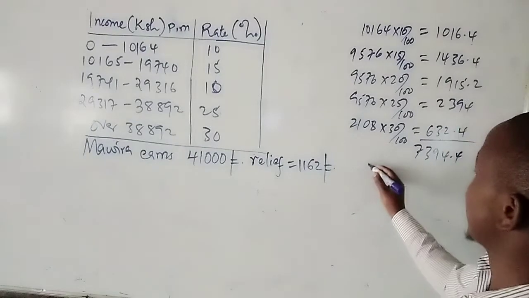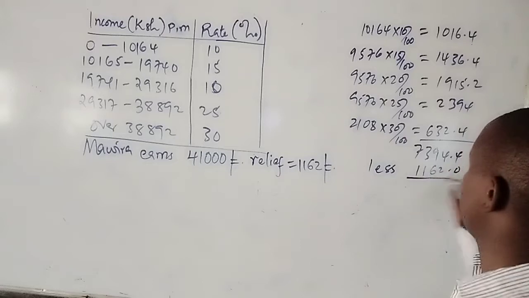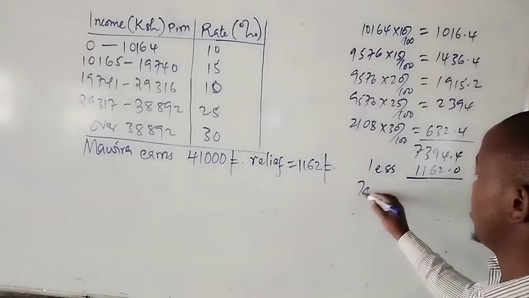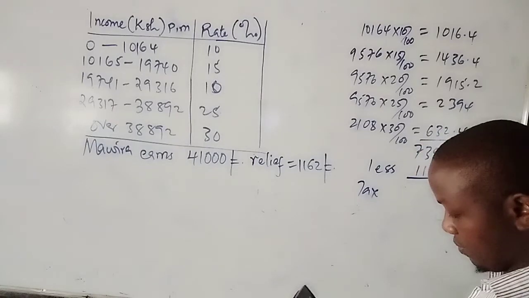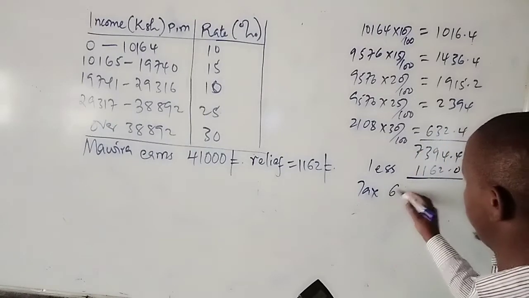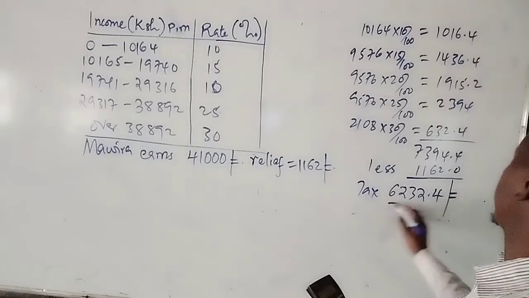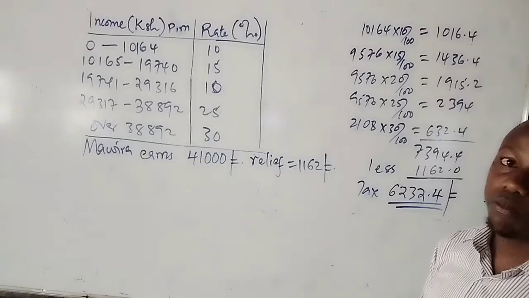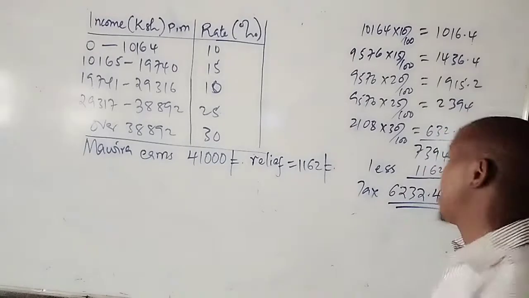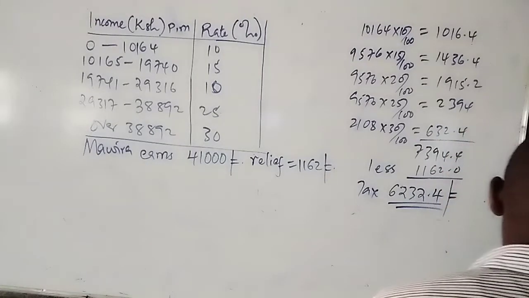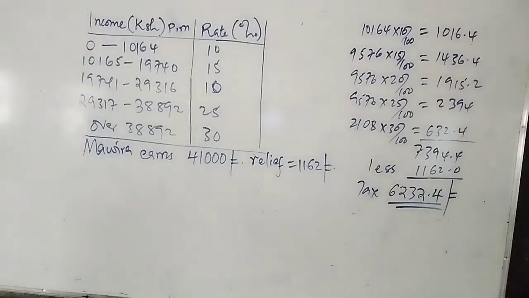Therefore, the tax you pay will be less the relief. This will make him pay a tax per month of 6232.4 Kenya shillings. This is the tax which you pay per month after the relief has been deducted. So that's how we solve it.